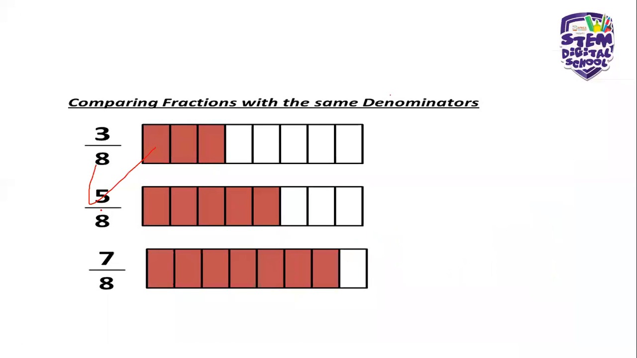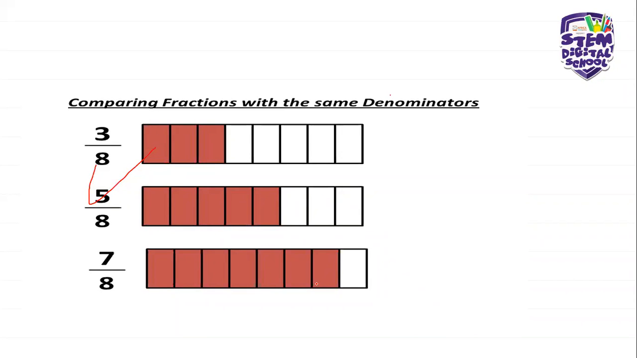Same thing for 5 over 8: I draw 8 blocks and shade in 5. For 7 over 8, I draw 8 blocks and shade in 7. That's all you do. That's how you represent a fraction as a diagram.